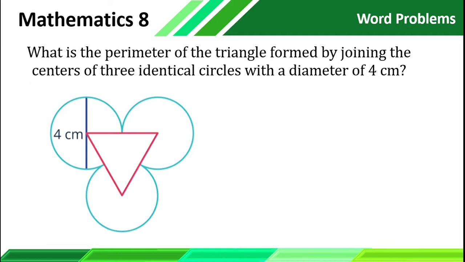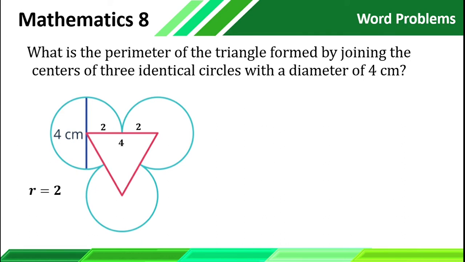Next problem. What is the perimeter of the triangle formed by joining the centers of 3 identical circles with a diameter of 4 cm? So in this given figure, as you can see, the diameter is 4 cm. So we can determine here that the radius is 2 cm. If the radius is 2 cm, therefore, we can say that this segment is 2 cm. This segment is also 2 cm. And when we combine these two, the length of the sides of the triangle is 4 cm.